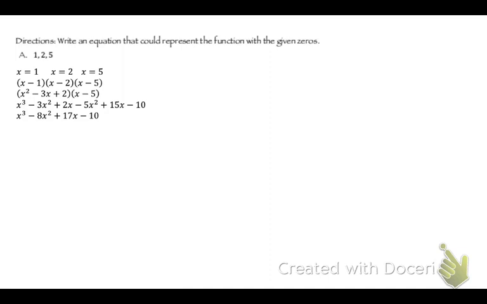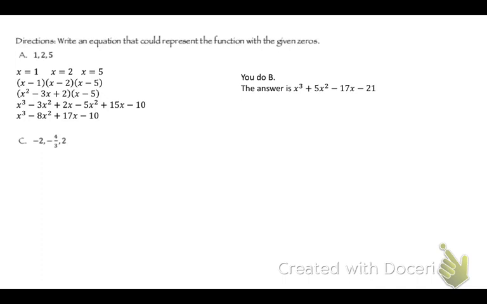You can use distribution, you can use the box, whatever you want. But here I just did x times x squared is x cubed. X times negative 3x is negative 3x squared. X times 2 is 2x. Negative 5 times x squared is negative 5x squared. Negative 5 times negative 3x is 15x. And negative 5 times 2 is negative 10. Cool? You do B. That's the answer right there.